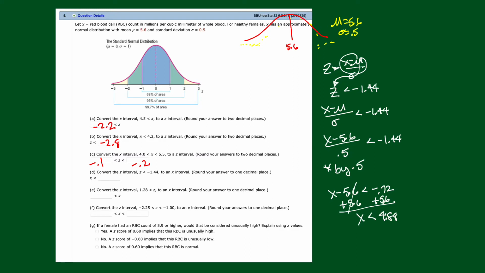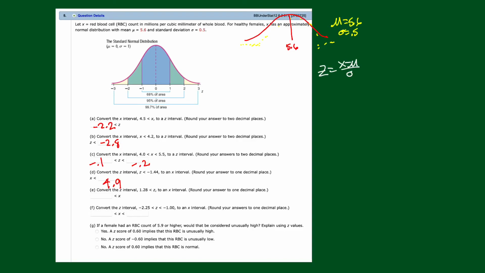Now, what's it asking us to round to? I didn't pay attention to that in the other problems. Round to 1 decimal place. How about then 4.9? So x is less than 4.9. Bringing it up to part D, that's 4.9.